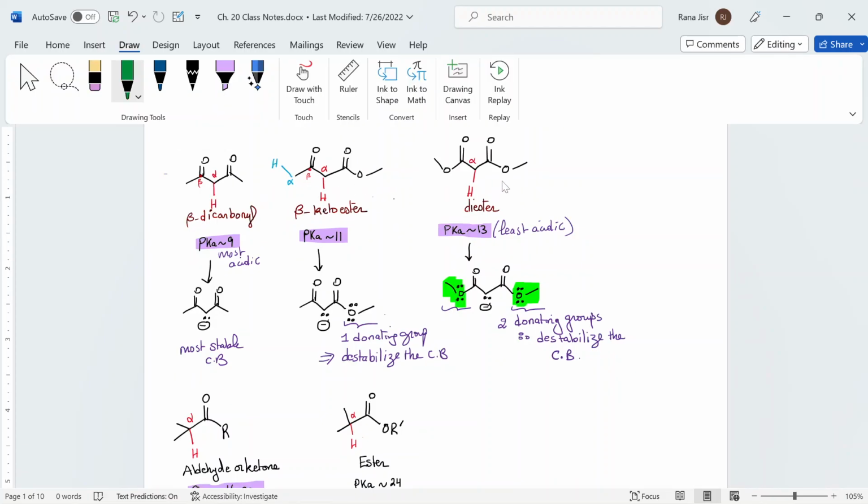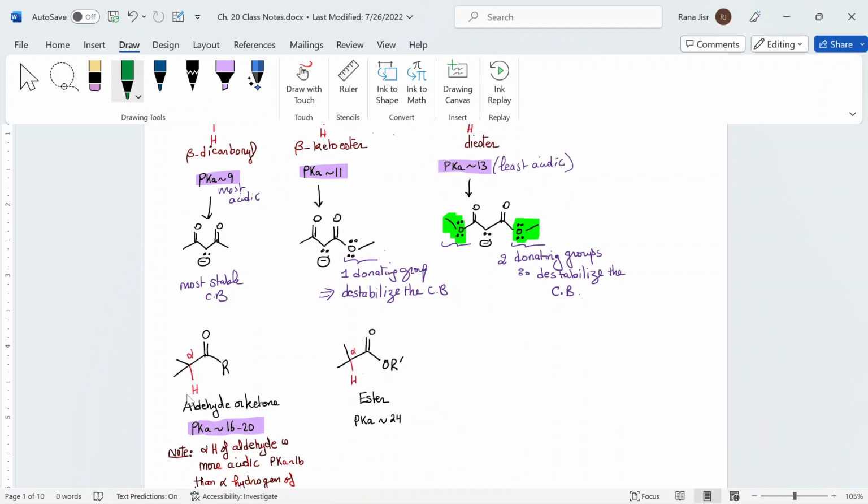If we compare these three types of alpha hydrogens with an alpha hydrogen of an aldehyde, ketone, and an ester, the alpha hydrogen of the ester is going to be the least acidic with a pKa between 24 and 25, compared to that of the aldehyde and the ketone.